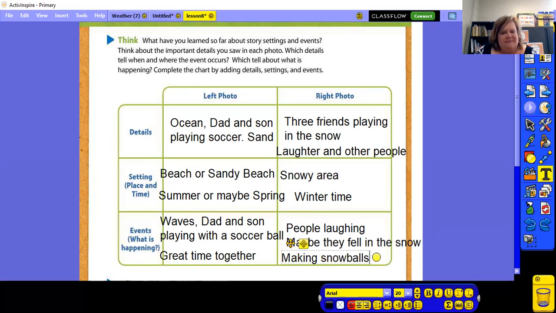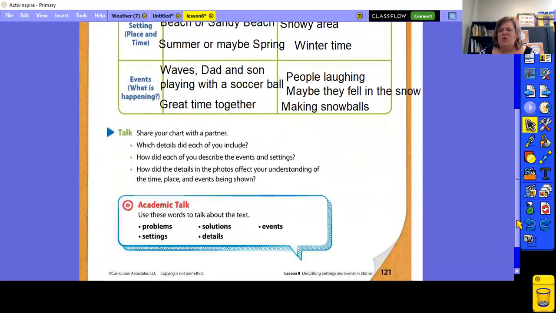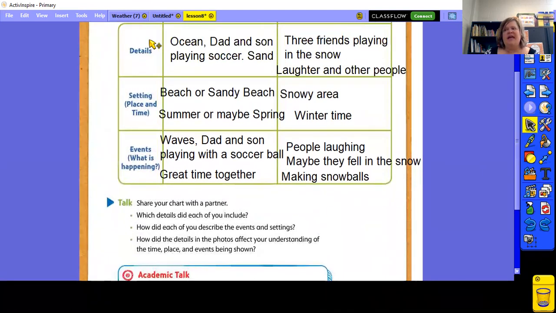We just don't know. So today we've really focused on learning what you can accomplish even with just a picture. So this is what I want you to do. I want you to find a picture at home. It can be in a book, it can be on your phone. It can even be a photo that your family has in the house. And I want you to create a chart like this. Create a chart that has details. Tell me what's going on in that picture in your opinion.